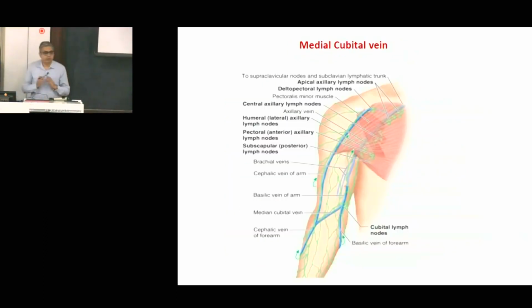Then they ask you about the medial cubital vein. Why is the medial cubital vein most preferred for the IV injection? Because it passes through the bicipital aponeurosis. If you tense the bicipital aponeurosis, it fixes the vein for putting the IV line, otherwise the vein is more flexible. So that is why the medial cubital vein is preferred.